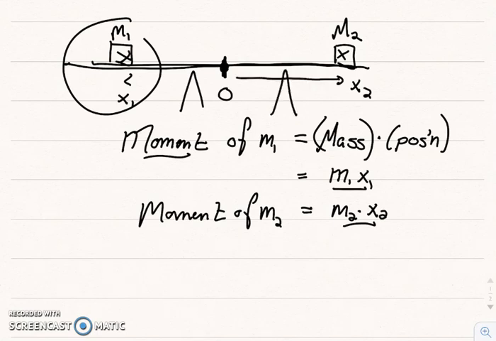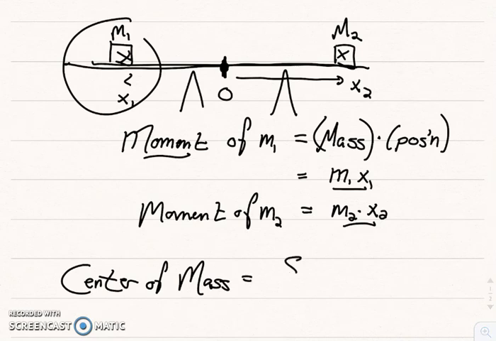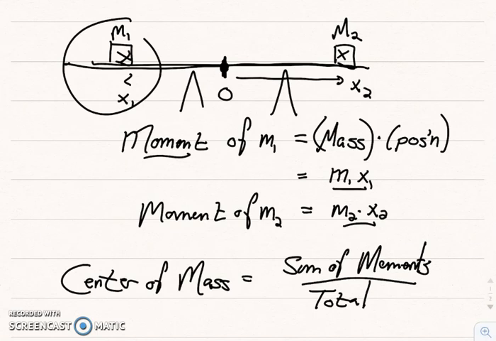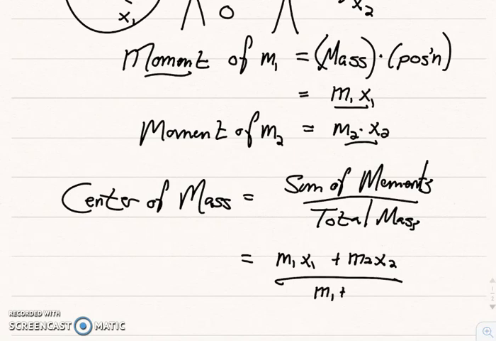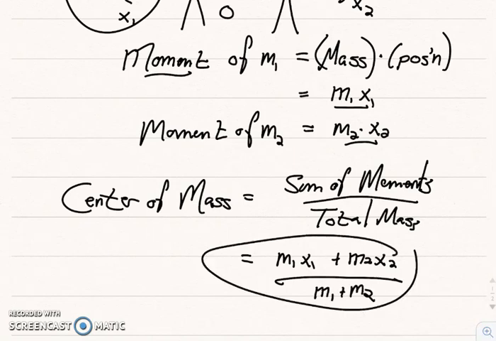And in general, it is defined as follows. The center of mass is defined to be the sum of moments divided by the total mass of the system. In this case, we get, well, the sum of the moments. There are only two moments, so we have the first moment plus the second moment divided by the total mass, which is just the sum of the masses, m1 plus m2. So there we go, center of mass.